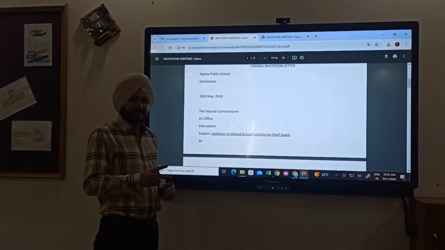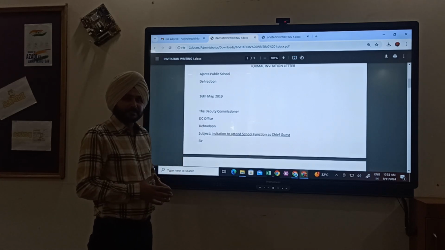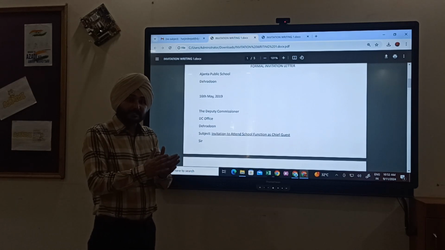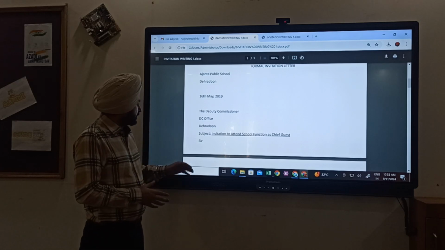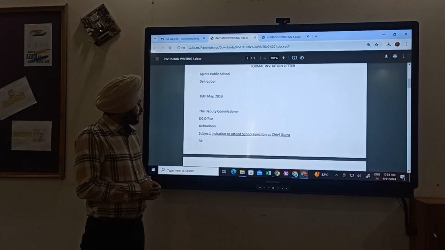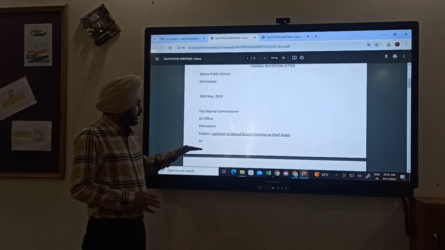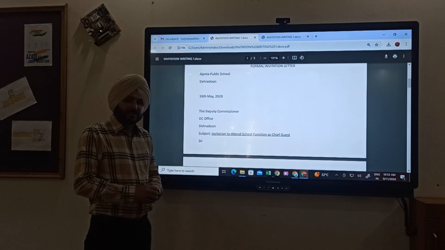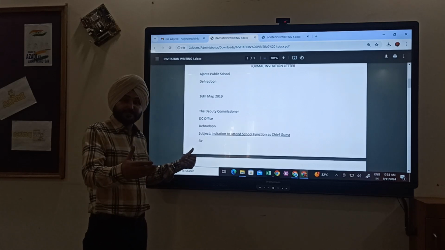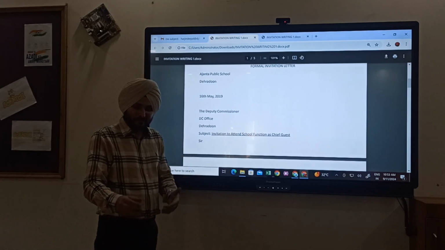There are two ways of writing date. One is date, month, year, and the second one is month, date, year. You can follow any of the two. They are the two standard ways of writing date. Then we write the recipient's address. For instance, the Deputy Commissioner, DC Office, Dehradun. Then we write the subject line: invitation to attend school function as chief guest. And then we write the salutation. This is called salutation: sir or madam. In case the salutation is not clear, we write both of them.